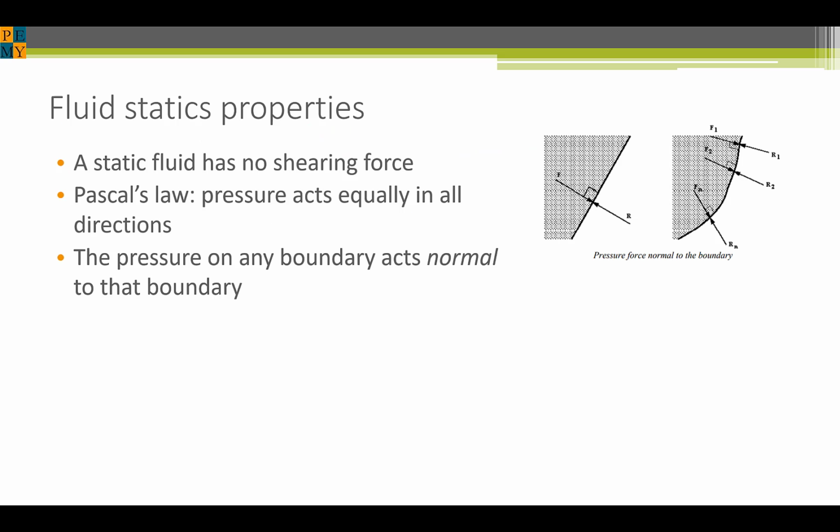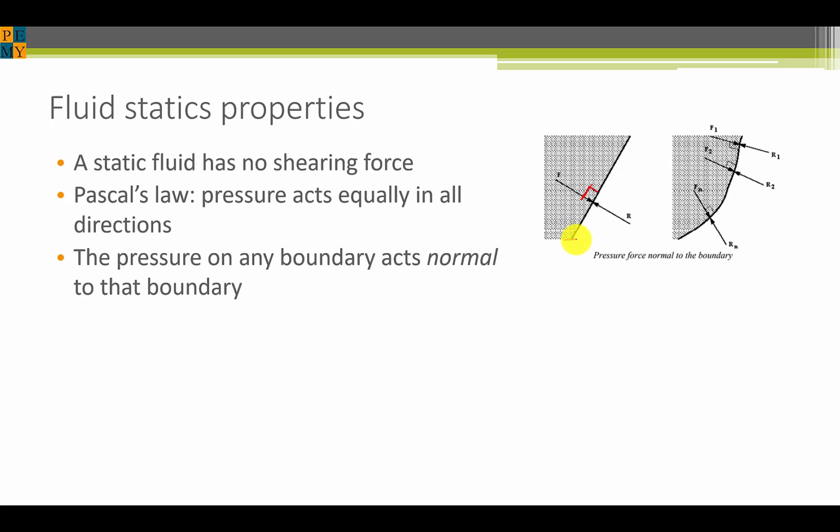A few properties about fluid statics are useful. A static fluid has no shearing force. That means that an object sitting in a fluid cannot exert any force on another object from transference from the liquid. Now, Pascal's law is very useful. It basically says that the pressure acts equally in all directions.